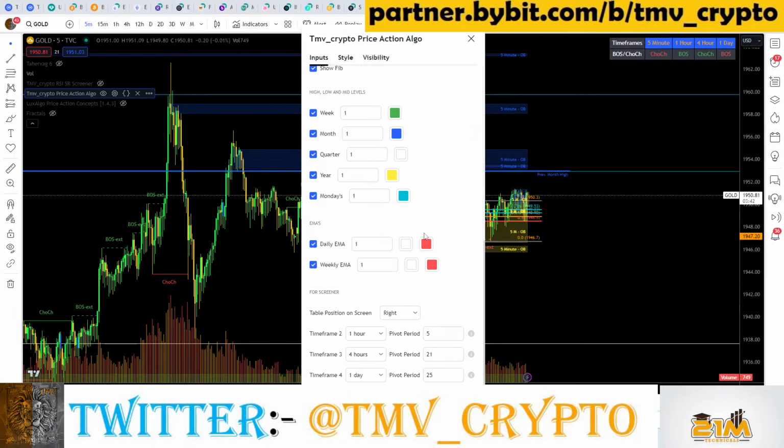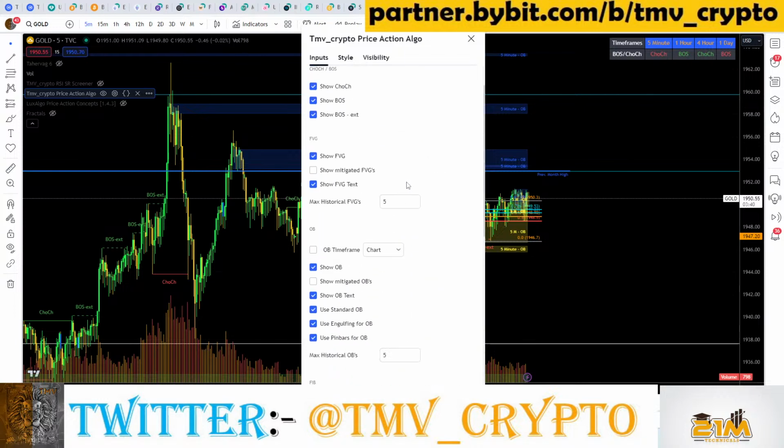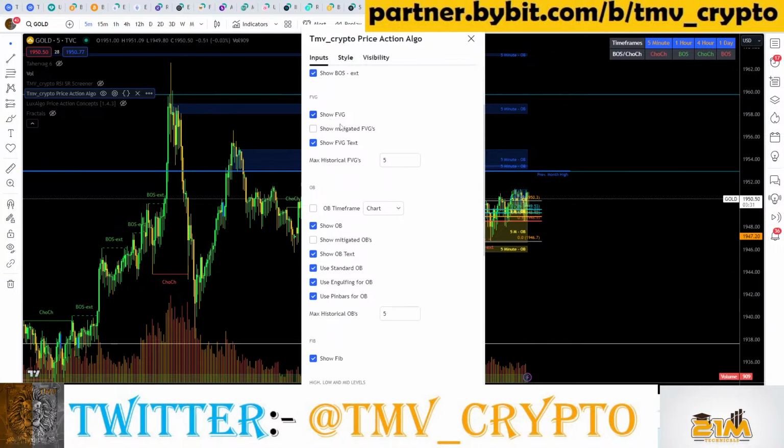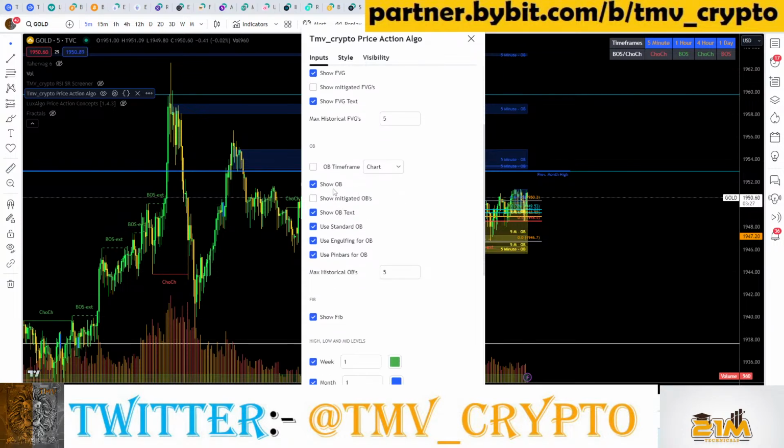So basically, we have a lot of options. The indicator gives you CHoCH, BOS, and BOS Ext. It gives you fair value gap. Then it gives you order blocks. Basically, there are three types of order blocks it identifies.